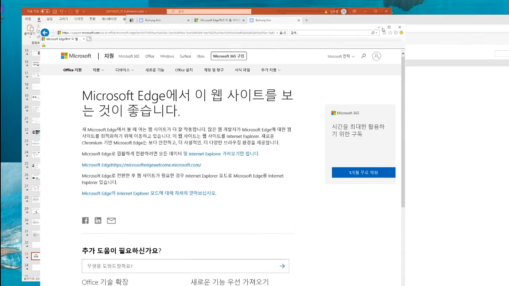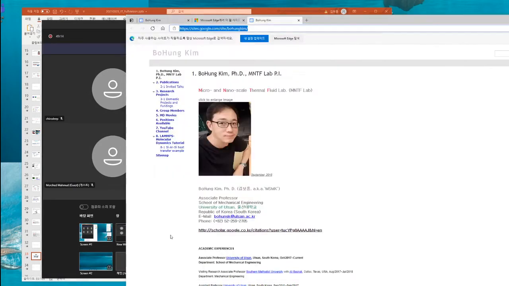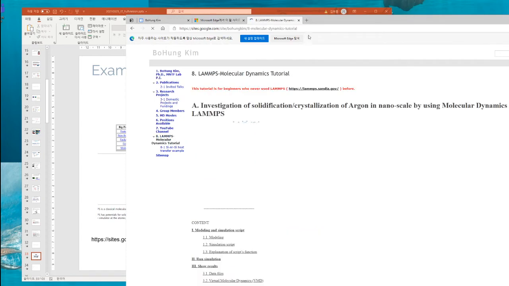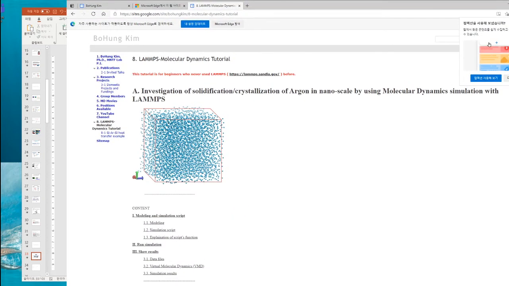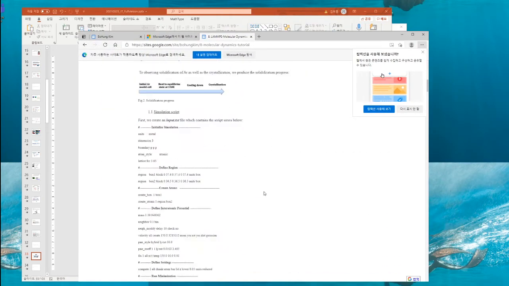Okay, so let me move to the other window because they redirected it. So okay, this is my homepage, and if you go to the number 8 LAMMPS molecular dynamics tutorial, I hope you can see this. All right, here I made a very simple version of the script.